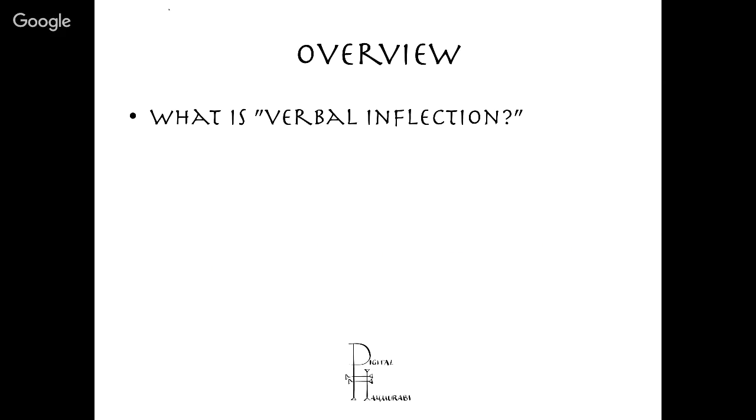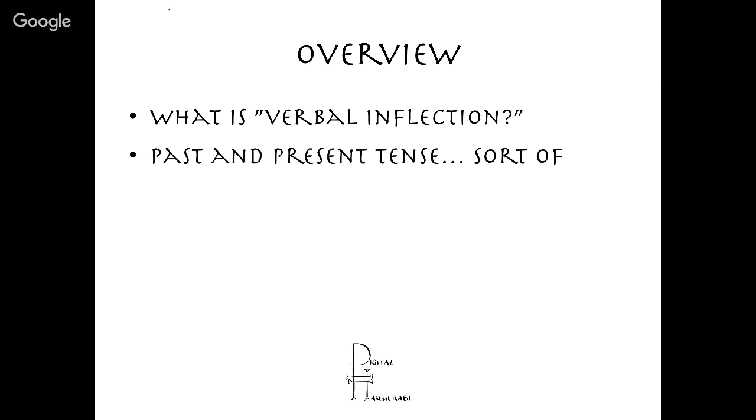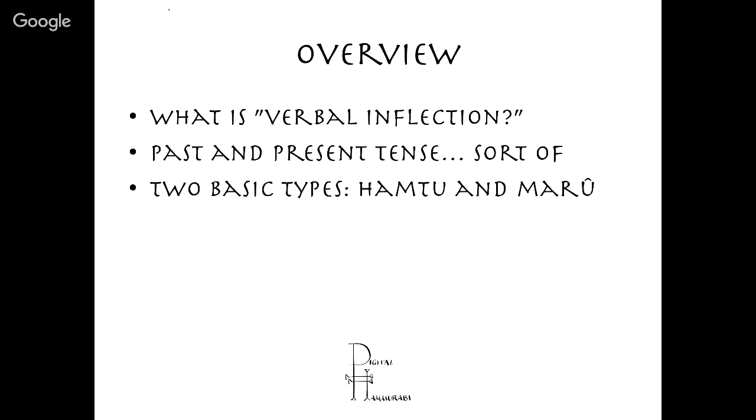Anyway, what is verbal inflection? What are the past and present tenses? And should we use those terms? So I say past and present tense, sort of. In some of these ancient languages, it's not so much about past and present as it is about aspect. But we'll talk about that when we get there a little bit. But we do want to keep things simple. So we're going to do that. And then finally, I'll show you what the 2 basic types of Sumerian verbs are. They're called Hamtu and Marû.